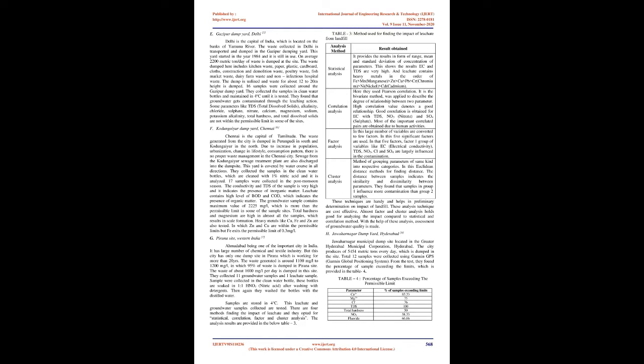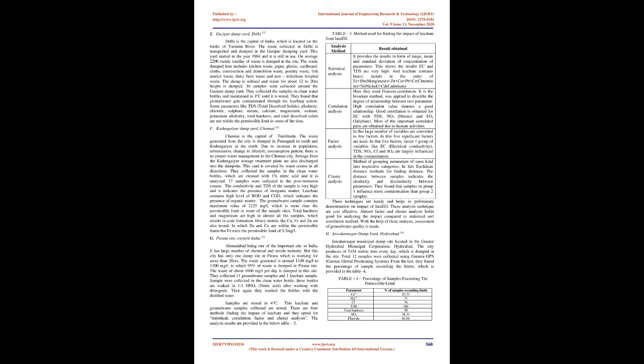The analysis results are provided in the below Table 3. Table 3. Methods used for finding the impact of leachate from landfill. Analysis, result obtained. Statistical analysis. It provides the results in the form of range, mean and standard deviation of concentration of parameters. This shows the results: EC and TDS are very high, and leachate contains heavy metals in the order of Fe, Mn (manganese), Zn, Cu, Pb, Cr (chromium), Ni (nickel), Cd (cadmium).